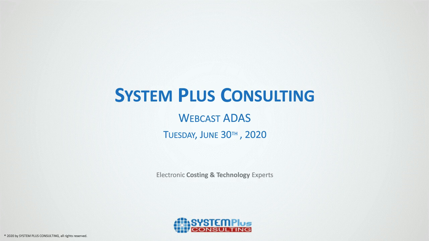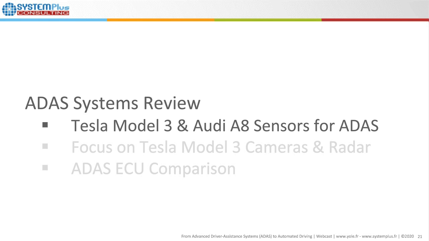Thank you, Fecal. This is the short agenda of my presentation. I will begin with a description of the ADAS sensors on the Tesla Model 3 and Audi A8 to see the different architectures of these vehicles. Then I will go into more detail concerning some camera modules, and to finish, I will do a comparison between the last two versions of the Tesla Autopilot ECU and the active zFAS ECU.